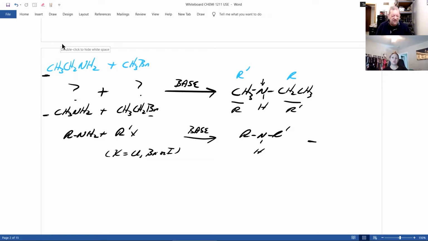Now, if you know your cost accounting, I would assume that the blue one may be a little less expensive when we're talking about what the direct cost of the chemicals are. But not that much difference in this case. So that's how you make a secondary amine.